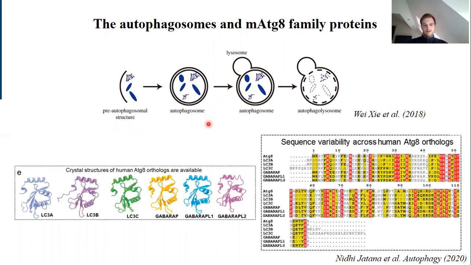Based on the structure, we can distinguish 6 different Atg8 proteins. And if you look at this figure, you might see how evolutionarily conserved these Atg8 proteins are.